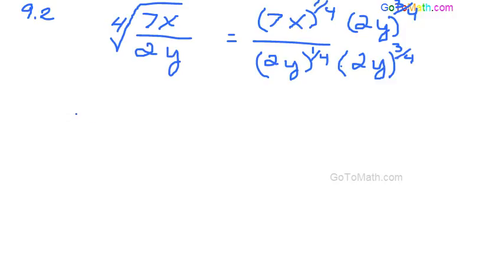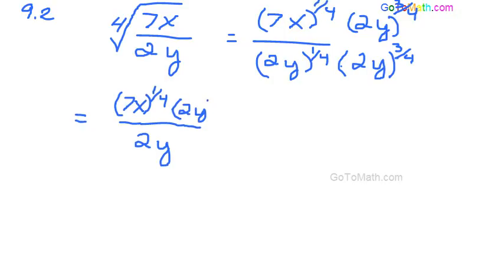So hopefully you should be catching on to this stuff by now. So now we have, as you can see, 1/4 plus 3/4 is 1, so we'll be left with just 2y in the denominator. And we got 7x to the 4th times 2y to the 3/4. Okay. Now, of course, we could join this together by raising 2 to the 3rd and then, of course, y to the 3rd.